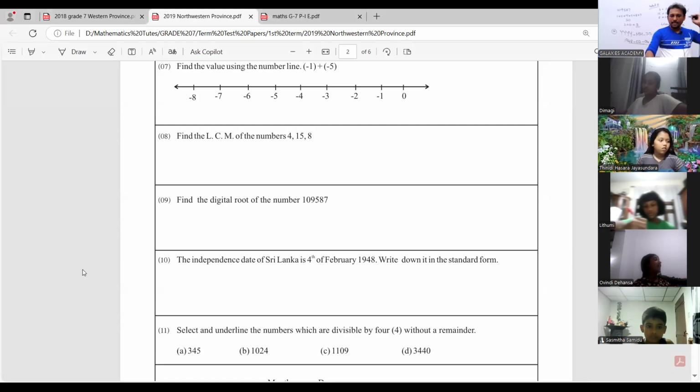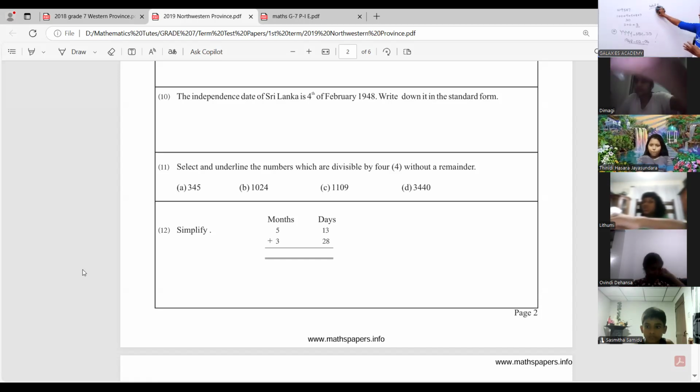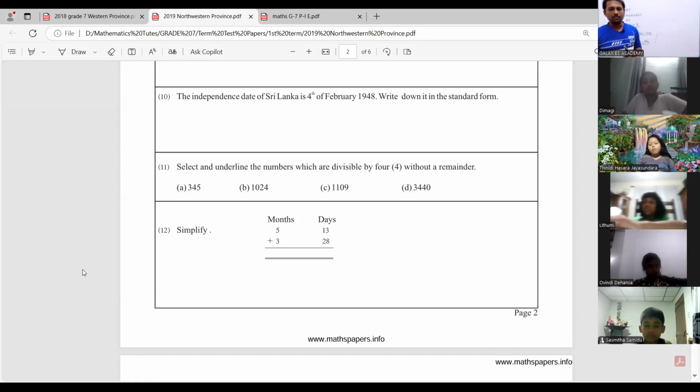Select and underline the numbers which are divisible by 4 without a remainder. How can you determine the given numbers are divisible by 4? You have to check the last 2 digits of the number. If the last 2 digits are divisible by 4, then the given number should be divisible by 4. Also, if the last 2 digits are 00, the given number should be divisible by 4.